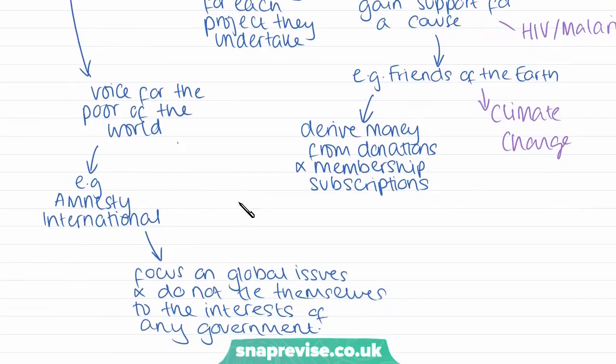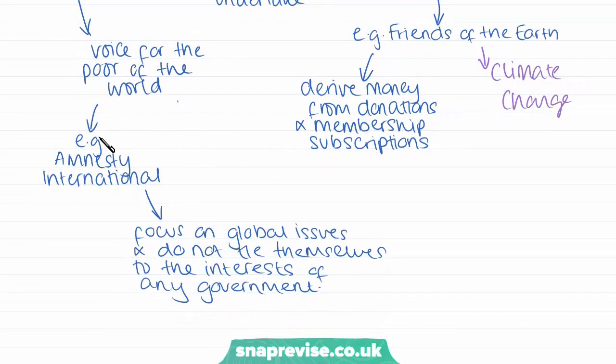And an example of an NGO that operates in this way is Amnesty International, and they tend to focus on global issues, and they don't tie themselves to the interests of any government at all. They simply focus on the needs of the people and try to improve them.